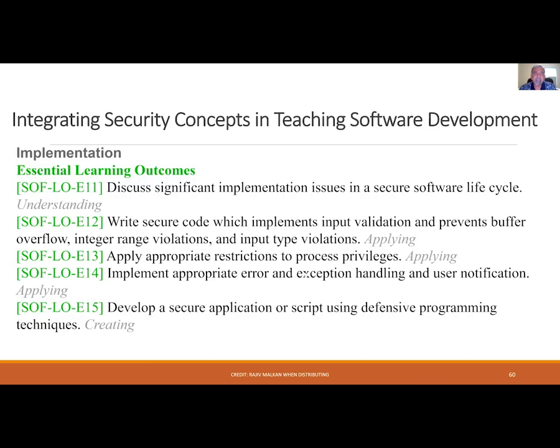And then these are the essential learning outcomes from the ACM guide. It said, write a secure code which implements input validation and prevents stack overflow and integer range violations. What happens if you enter a number which is 1 million? Okay, and then we have 8 bytes. Okay, 1 byte, 2 bytes, 3 bytes. You've got to start looking at all of those different violations which are occurring in your applications at that point.